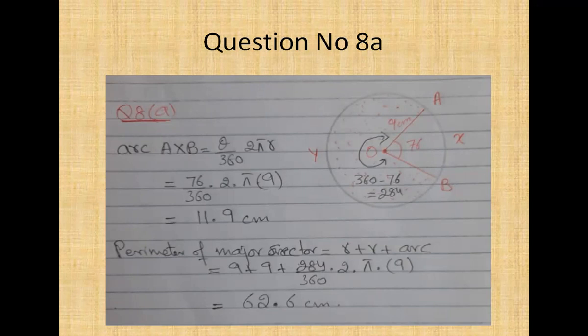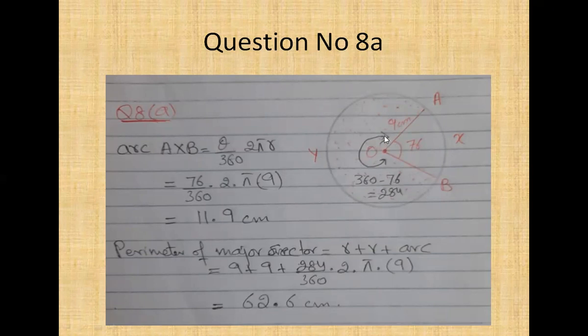Then the question is find the perimeter of the major sector. You know the formula for the perimeter of a sector is radius plus arc. And why radius plus radius? Because you can see this shaded is the major sector. Its outer boundary, the perimeter means the boundary. So in the boundary we have this radius, and we have this major arc.